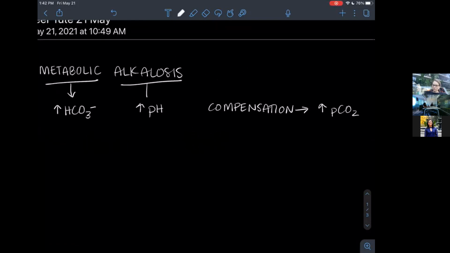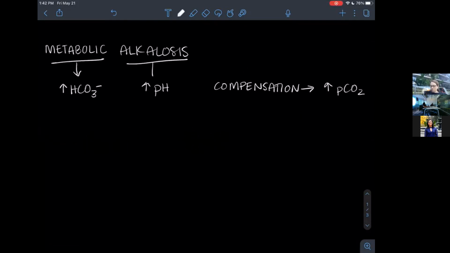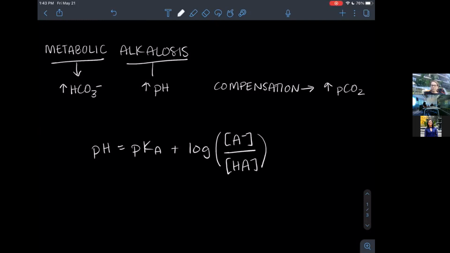So how did I just get all of that? Let's go back to that super fun Henderson-Hasselbalch equation. That equation in general is any pH equals the pKa plus the log of your base over your acid, which will give you the pH.